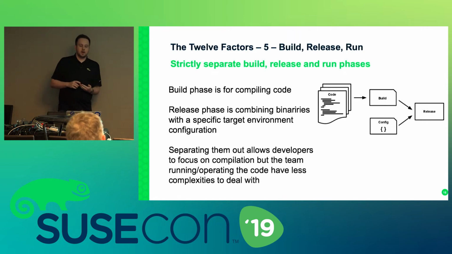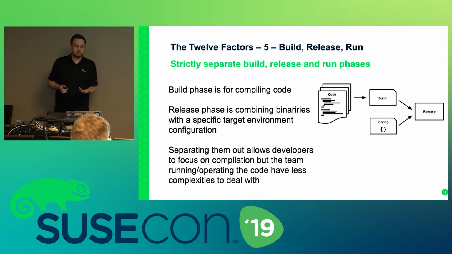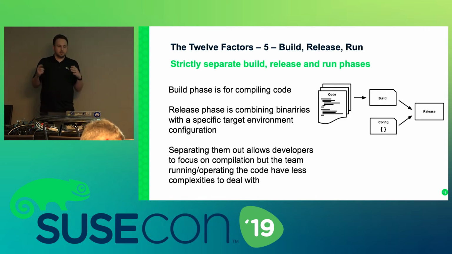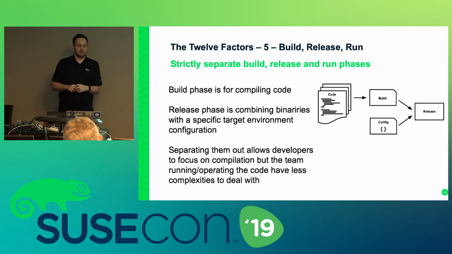Number 5 deals with how we should build, release, and run applications. It basically says that any service should have a separate build cycle and a separate release and run cycle as well. Building code is simply compiling it, turning our raw code into an executable. Releasing that code is taking that binary and pairing it with a set of environment variables or environment-specific configuration, and then deploying that code and running it.